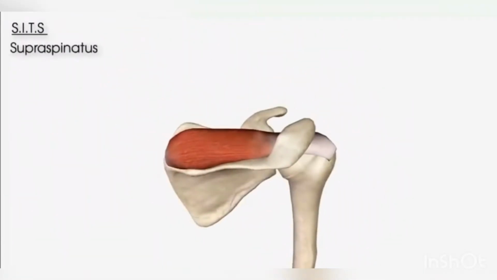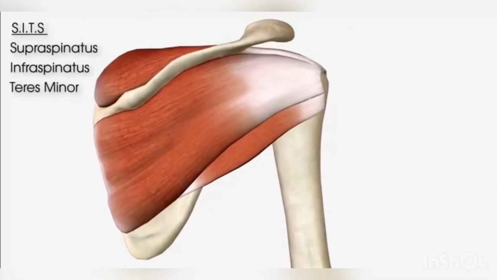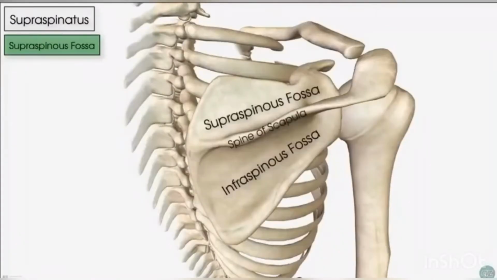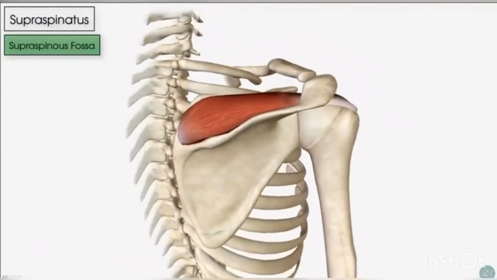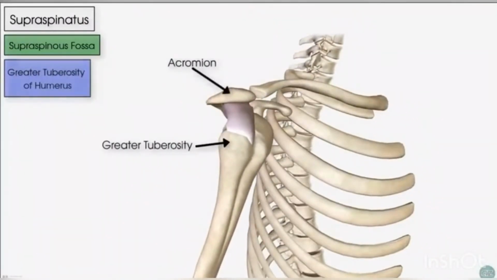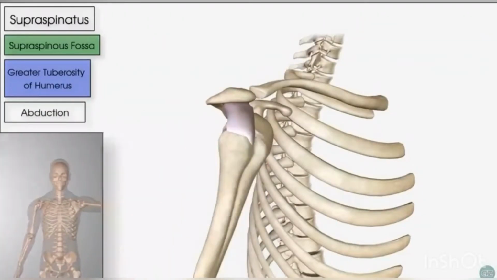Supraspinatus, Infraspinatus, Teres Minor, and on the anterior surface of the scapula, the Subscapularis. Supraspinous fossa above the spine of the scapula. The supraspinatus then passes underneath the acromion to attach onto the greater tuberosity on its superior facet. In terms of its action, the supraspinatus muscle in isolation creates abduction of the humerus. The muscle is innervated by the suprascapular nerve.